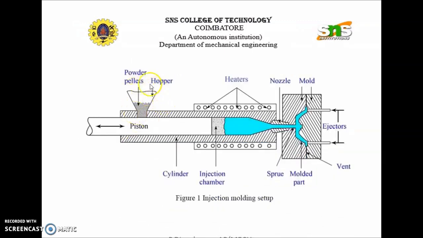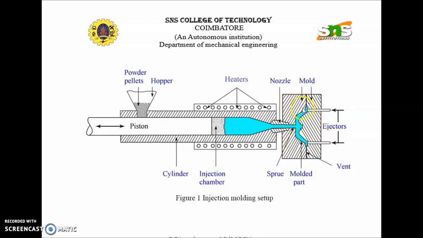Next, the machine consists of a hopper on the left hand side, which is used to pour the powdered pellets or raw materials into the cavity. It also consists of a piston or an Archimedean screw. With the help of this, the powdered pellets move in the forward direction. And then it consists of a heater. With the help of the heater, the powdered pellets get converted into liquid molten metal and then it gets injected into the mold cavity.